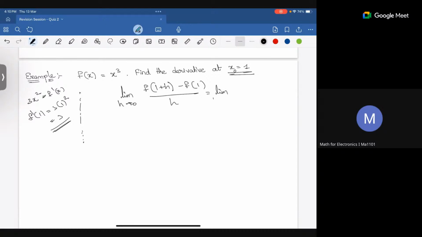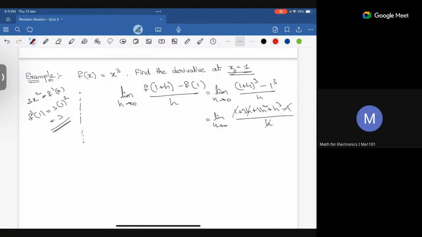So this will be the limit as h tends to 0 of f of 1 plus h, which is 1 plus h whole cube, minus f of 1, which is 1 cube, divided by h. Now if you expand this, 1 plus 3h plus 3h square plus h cube minus 1, divided by h. I hope most of you know what the a plus b whole cube expansion is.